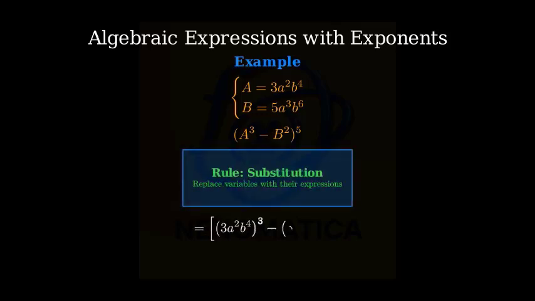First, we'll substitute the given expressions for a and b into our main formula. We have a cubed, which is 3a squared b to the 4th, all cubed, minus b squared, which is 5a cubed b to the 6th, all squared. And then the entire expression is raised to the 5th power.